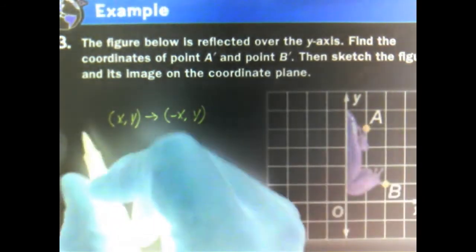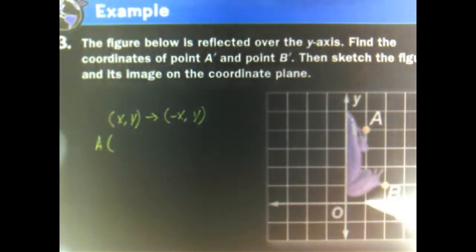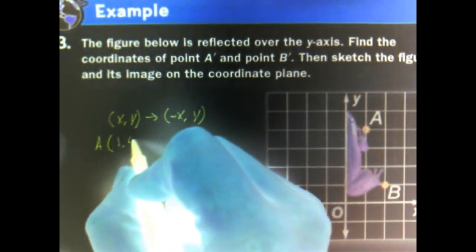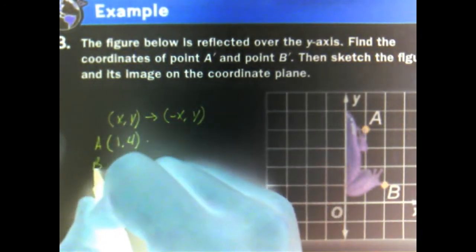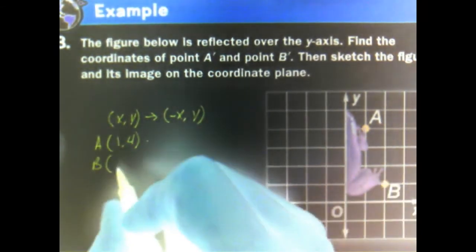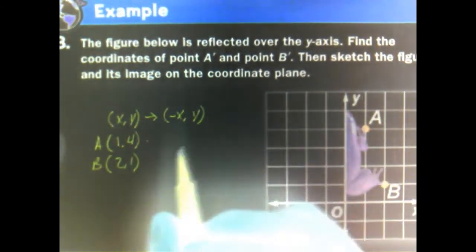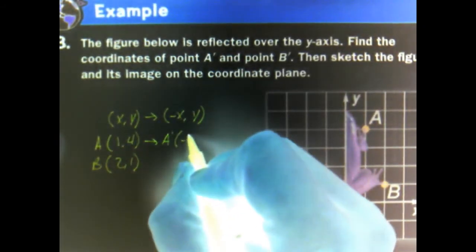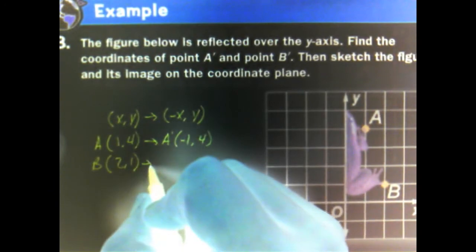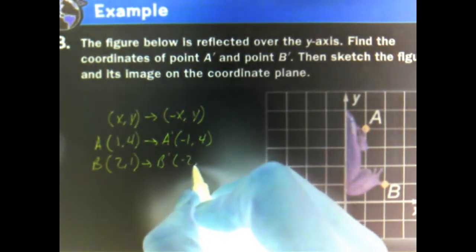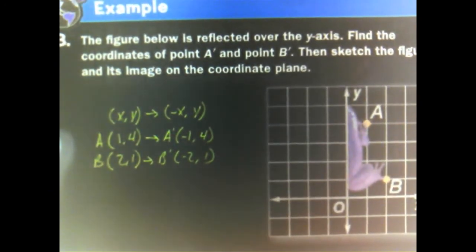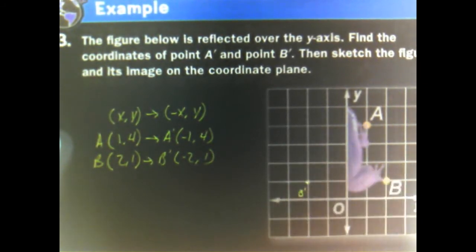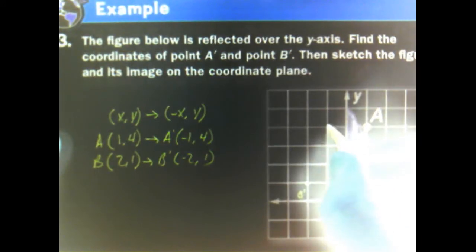Okay, so A has the coordinates 1, 4. And B has the coordinates of 2, 1. So that means A prime, since I changed the sign on my x, is negative 1, 4. And B prime would be negative 2, 1. Okay, so I graph these points, negative 2, 1. There's B prime. And negative 1, 4.